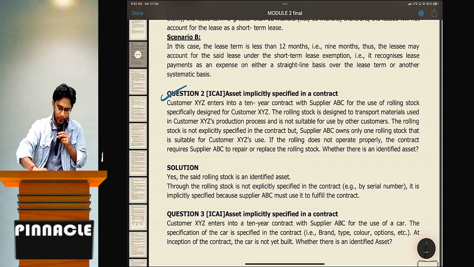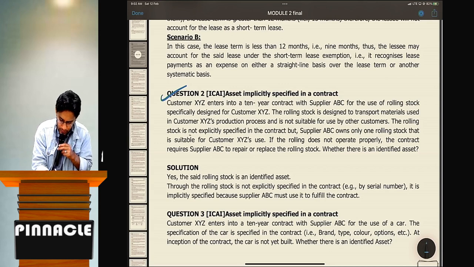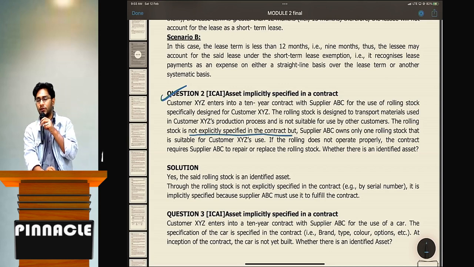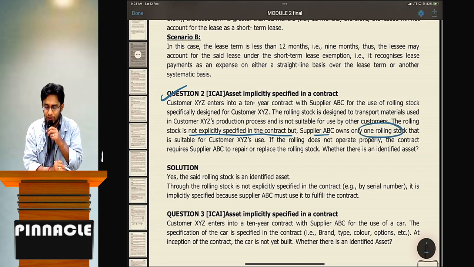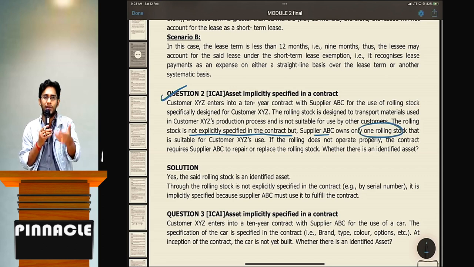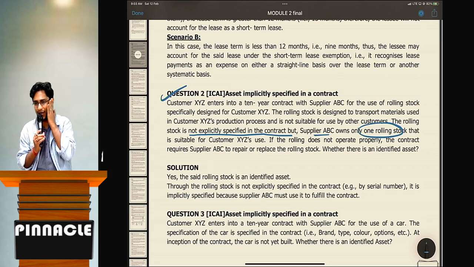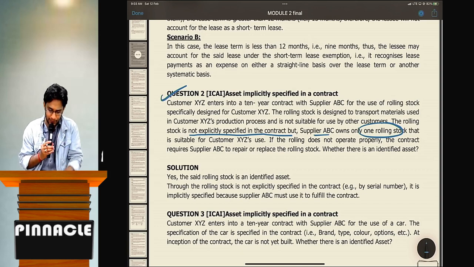Number one, here he says the rolling stock is not explicitly specified in the contract. Even though it is not explicitly specified in the contract, ABC owns only one rolling stock which is going to meet the requirements of the user. Requirements of the user are specified in the contract. Asset is not specified. But as a supplier, you have only one asset which meets that particular requirement. So obviously it is implicitly identified. This is a point.